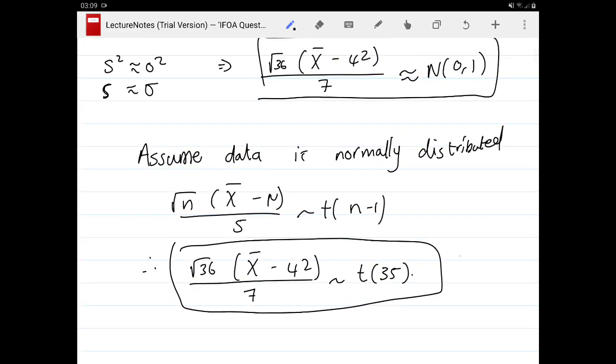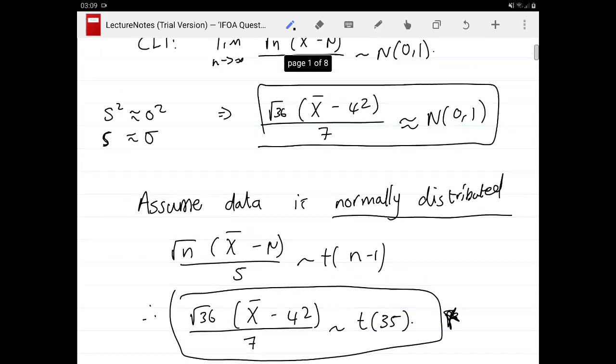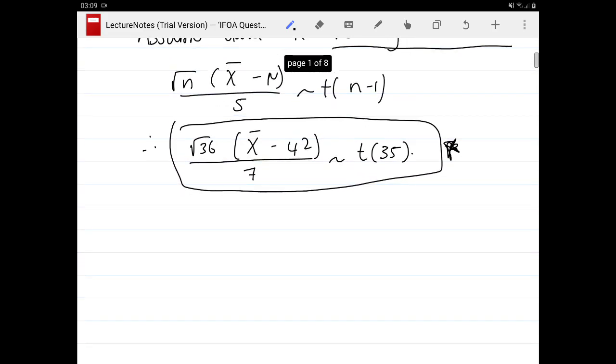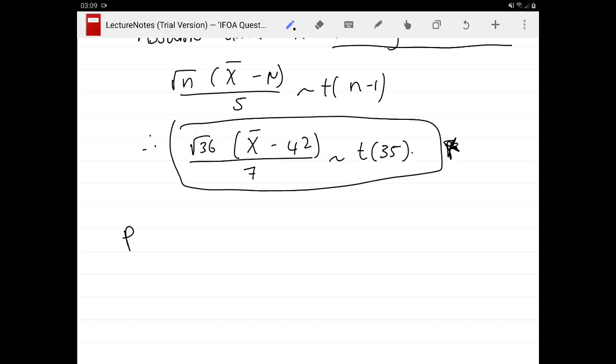And here the approximation comes in when we're assuming that it's normally distributed, and therefore we can use this result, which is an exact result if you have normally distributed data. I'm going to use the central limit theorem version of this, not the t distribution, but we can compare the answers later. So the question asks us to calculate the probability that our sample mean is greater than 44.5.